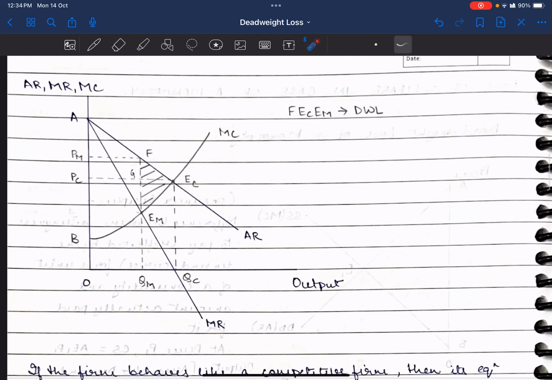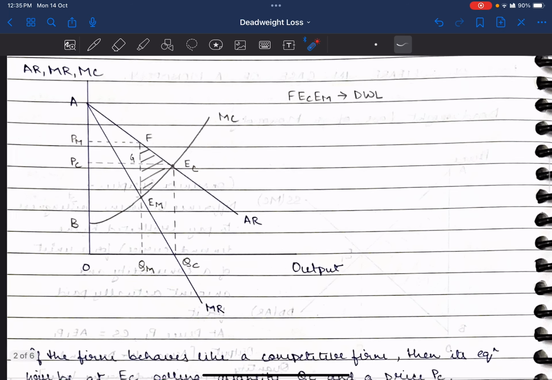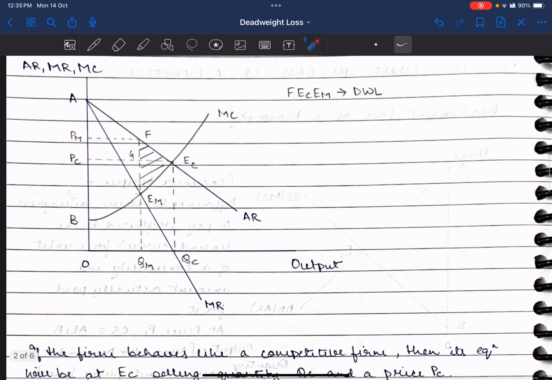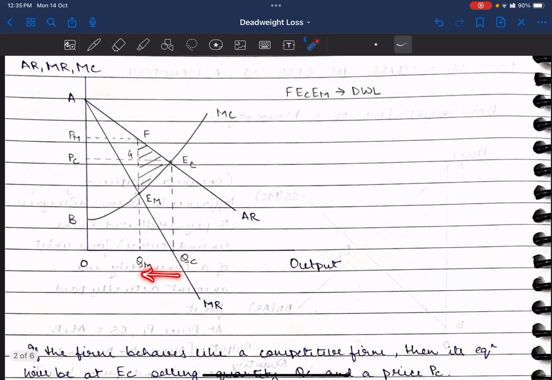Now, things will change in case of monopoly, because in case of monopoly, the equilibrium is determined by the marginal trade-off, that is through MR is equal to MC. So we get the quantity through MR is equal to MC, and then using that quantity through the AR curve, we get the price. In case of monopoly, the equilibrium will take place at EM, quantity sold will be QM, and the price will be PM. That is, the monopolist charges a higher price and sells a lesser quantity in the market.